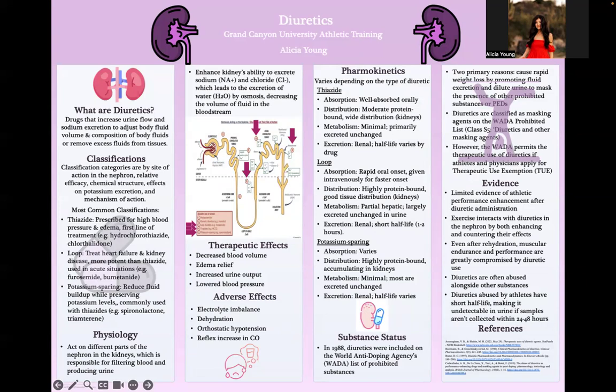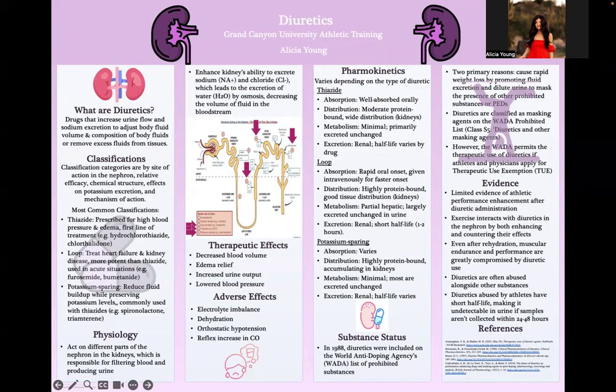So thiazide is usually prescribed for high blood pressure and edema and is usually the first line of treatment. Loop diuretics are used to treat heart failure and kidney disease and are more powerful or more potent than thiazide. They're also usually used in acute situations. And then lastly, potassium sparing, they reduce fluid buildup while preserving potassium levels and are usually used in conjunction with another diuretic, most commonly thiazides.